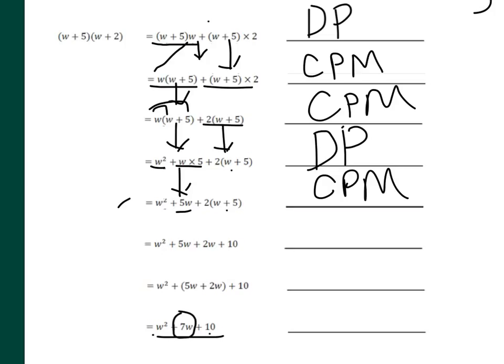Now going from here to here, we still have w squared plus 5w. That stayed the same. However, 2 times (w + 5) became 2w plus 10. It looks like the person distributed the 2 through the parentheses. 2 times w is 2w. 2 times 5 is 10. The distributive property.